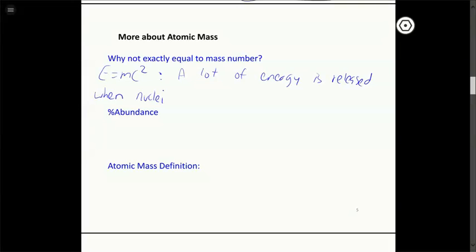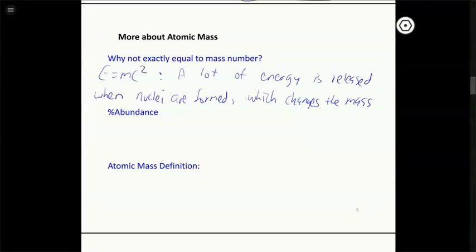In other words, let's say we take a nucleus that has 10 protons and 10 neutrons, the atomic mass of that is not going to be exactly 20 because there's going to be some mass loss when those protons and neutrons come together. So a lot of energy is released when nuclei are formed, and this changes the mass. We don't have to worry about this detail too much now, but you'll see it in chemistry too when you guys talk about nuclear chemistry. All right, but that's why you can't just add up the number of protons and neutrons and say that's going to be the atomic mass. There's going to be some difference because of the energy that's released when those protons and neutrons come together. So that's how we sort of get the masses of individual isotopes.